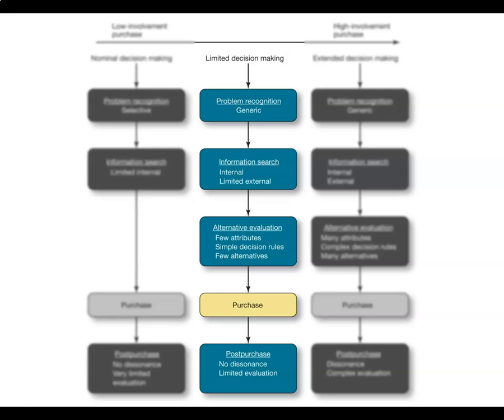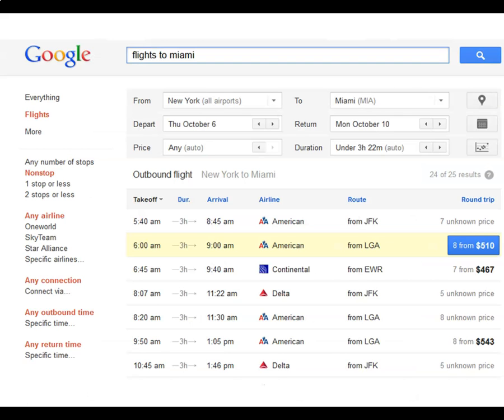Let's transition now to limited decision making. Consider the example where you have to make a flight. Hopefully many of you are aware of flights.google.com. This particular website is very useful for an at-a-glance illustration of all the available flights from one location to another on a particular day and at a particular time.